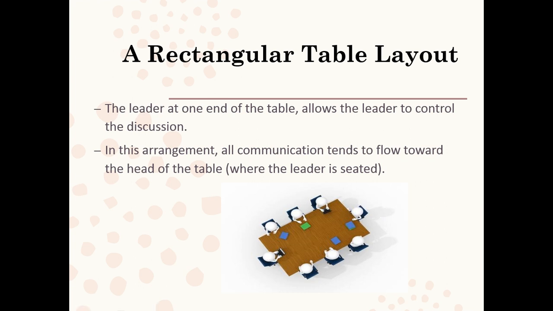So ingat, kalau untuk round table tadi, leader seeking for true cooperative. Kalau U-shape for larger business meeting. Kalau rectangular table layout adalah when leader wants to control the discussion. Bila nak control the discussion, rectangular is the suitable seating arrangement for the meeting.